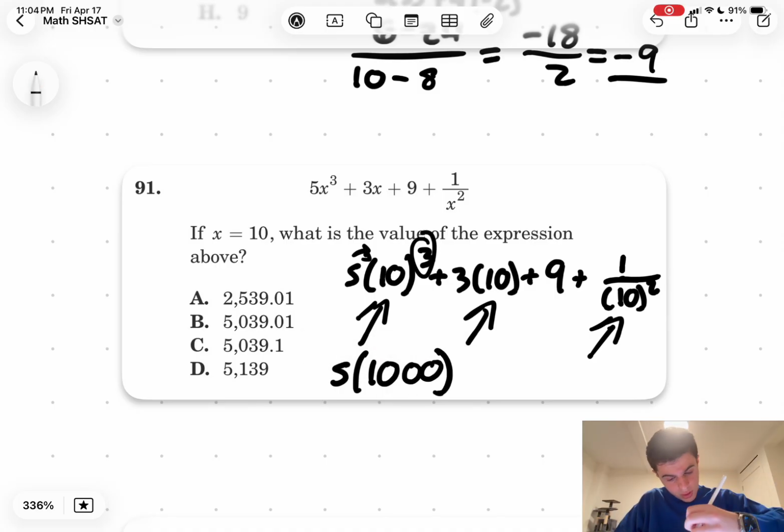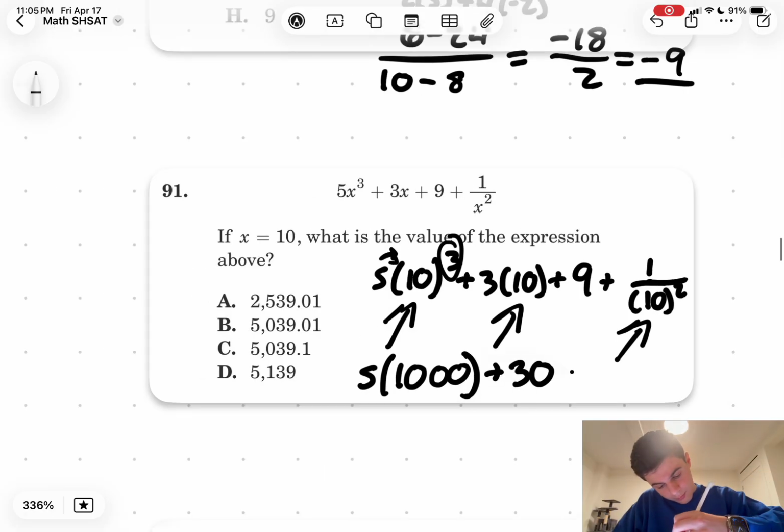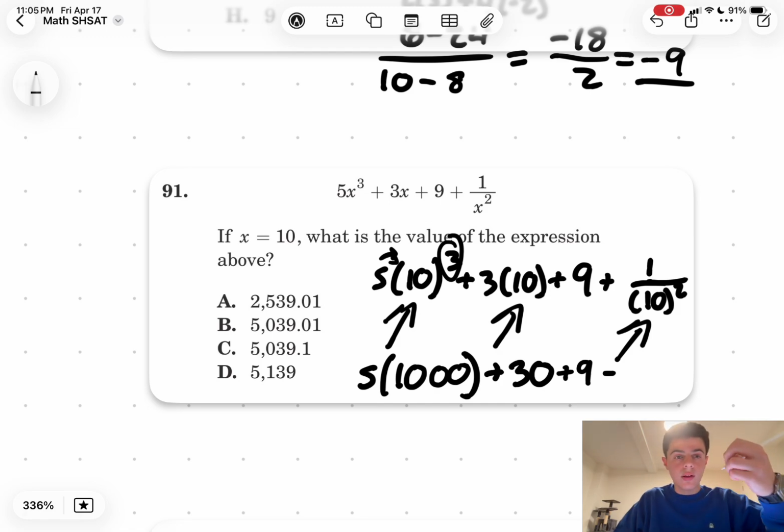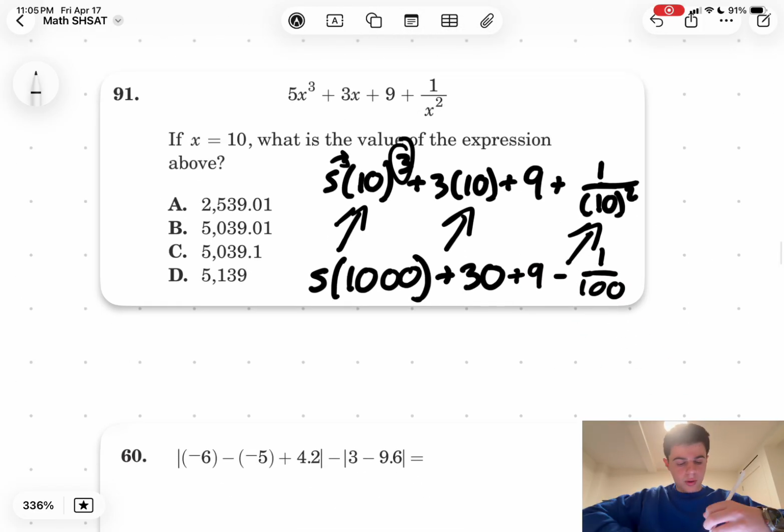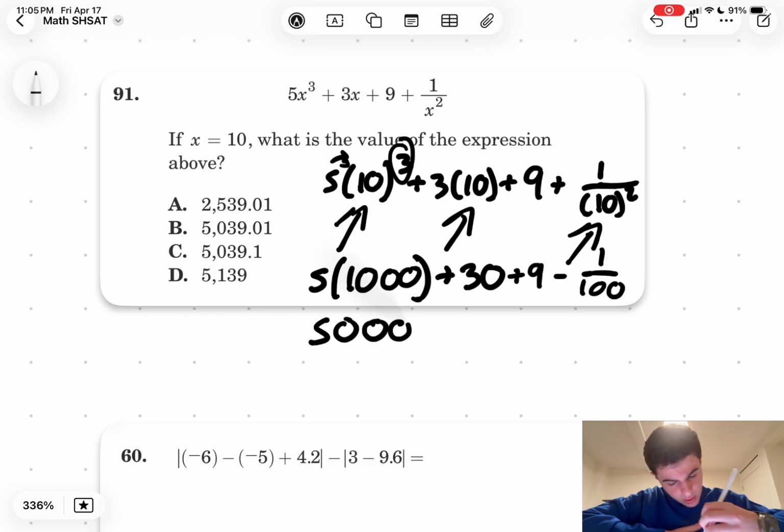5 times 1,000 plus 3 times 10, that's just 30, plus 9, plus 1 over 10 squared. Well, 10 squared is 10 times 10. That is 100. So it's going to be 1 over 100. Now we can keep going. We can open these parentheses. So 5 times 1,000 is going to be 5,000 plus 30 plus 9.